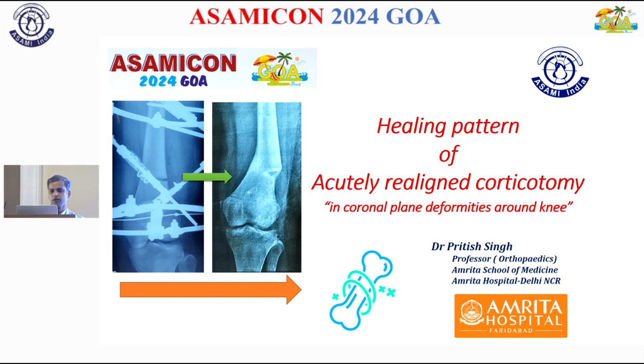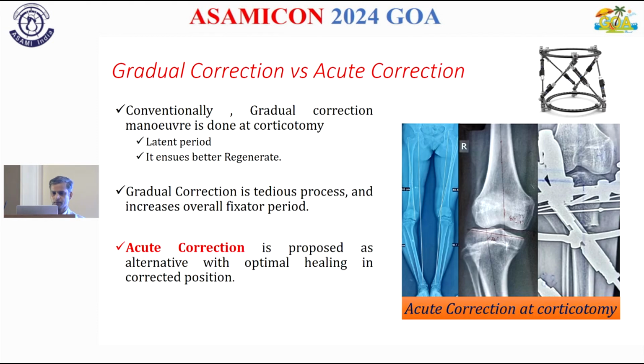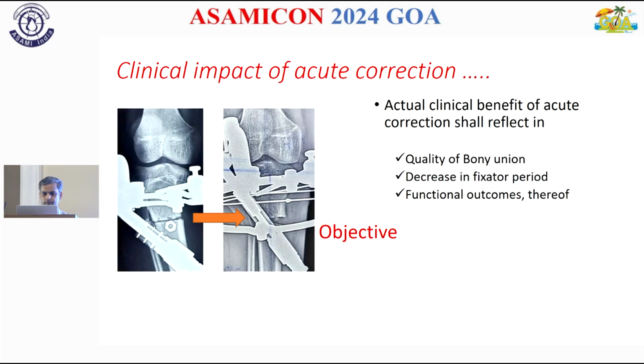I will be speaking on the healing pattern of acutely realigned corticotomy in coronal plane deformities around the knee. Conventionally, gradual correction maneuver is done at the corticotomy level. It involves some latency of 7 to 10 days, and it is said that it ensures better regenerate and probably better healing also. But gradual correction is a tedious process. It is time taking, and it increases the overall fixator period by a week or say 10 days. Acute correction is proposed as an alternative with optimal healing, or say parallel healing, in corrected position.